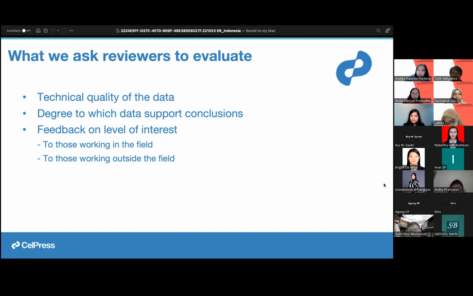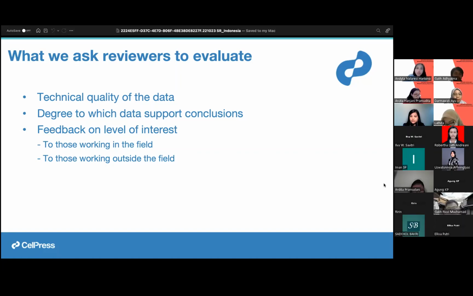Do the data really support the conclusions? If you want to say that pathway A is important in disease B, is this amount of data enough, or are there other experiments which need to be done as well? And we're also looking to get feedback on the level of interest. So, for an expert in the field, do they think this paper is interesting? Do they think it advances the state of knowledge in their particular field? Is it likely to be broadly interesting? Would people from outside the field also care about this? Is this important enough? These are all things that we ask reviewers to assess. Next slide.